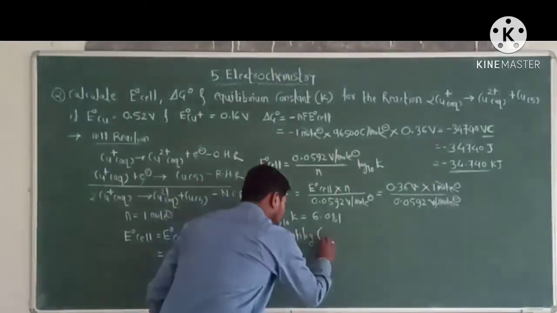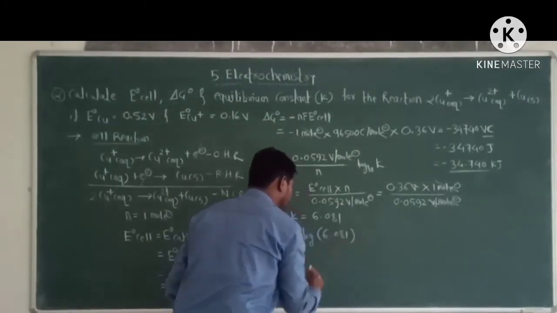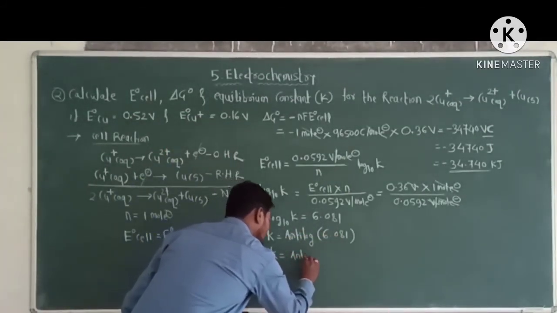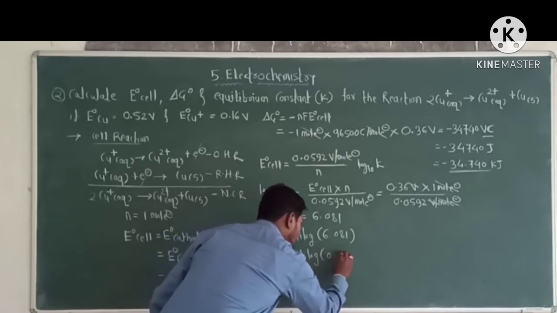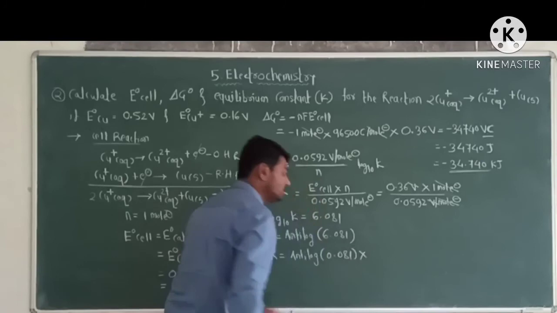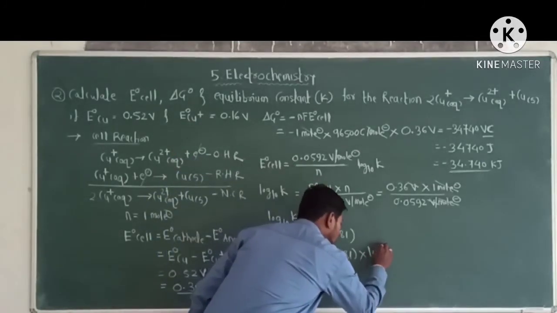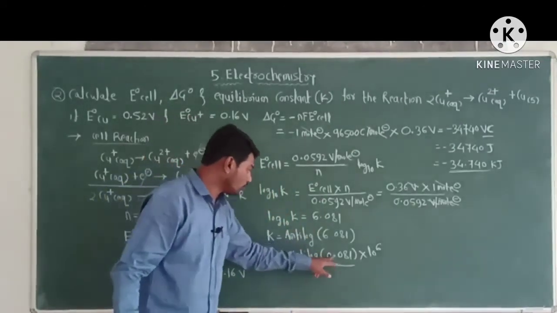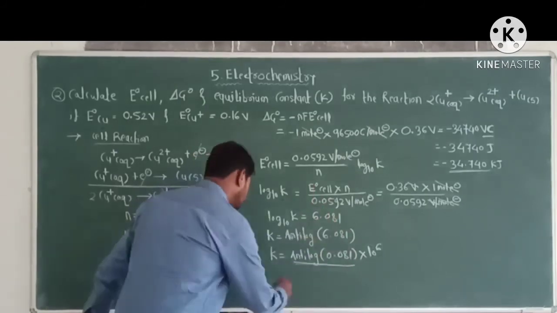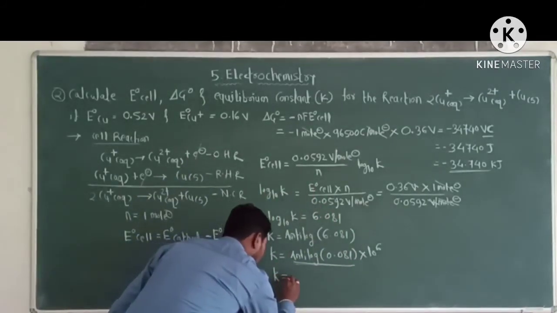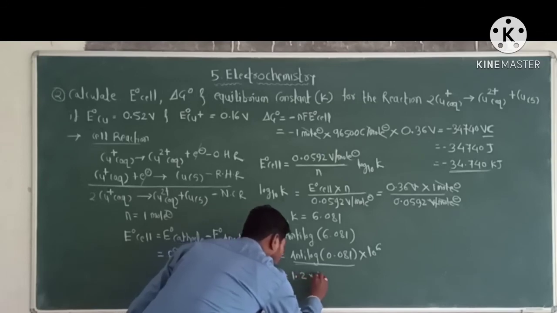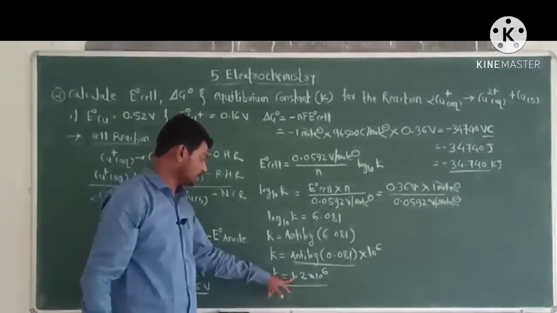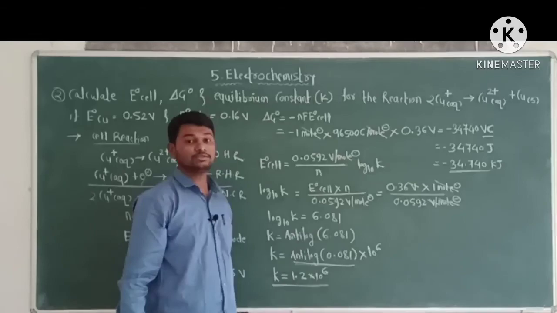Multiply this equation by antilog, so we get the new equation: K is equal to antilog of 6.081. Solve this equation: K is equal to antilog of 0.081 into 10 raised to 6. The antilog of 0.081 is 1.2, that is K is equal to 1.2 into 10 raised to 6, and this is the final answer: the equilibrium constant K is 1.2 into 10 raised to 6.